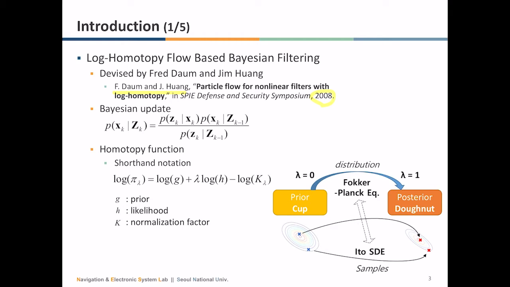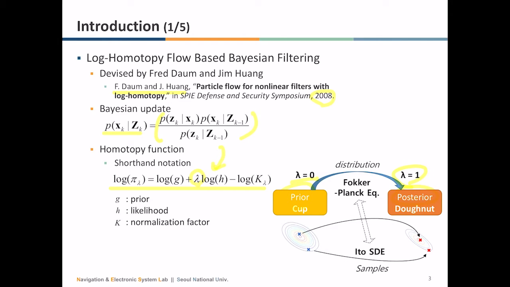According to Bayes' law, the posterior density p(x_k | z_k) is defined as this. From this equation, we can obtain a log homotopy function of lambda like this. When lambda is 0, the function is equal to the log prior density, and when lambda becomes 1, the function changes to the log posterior density.